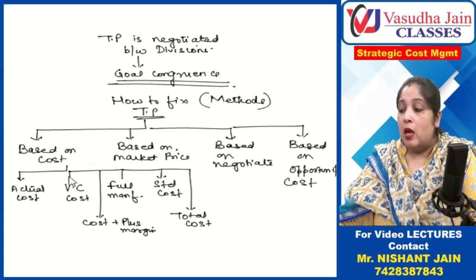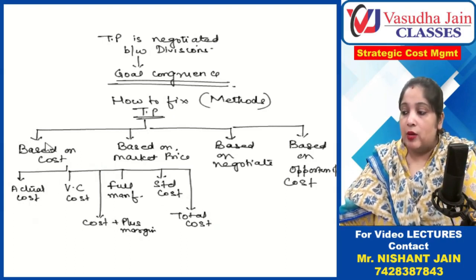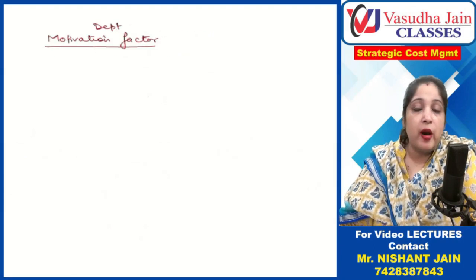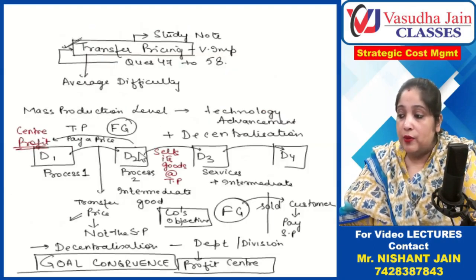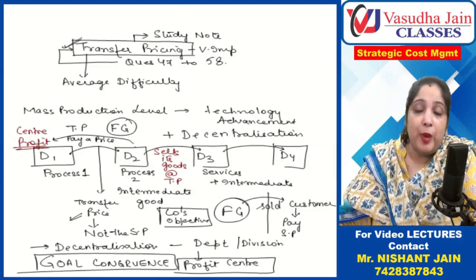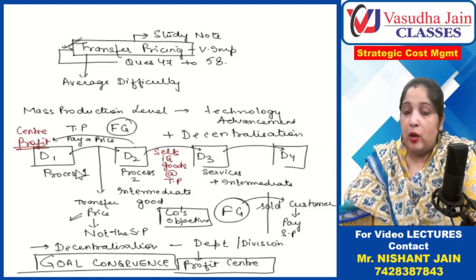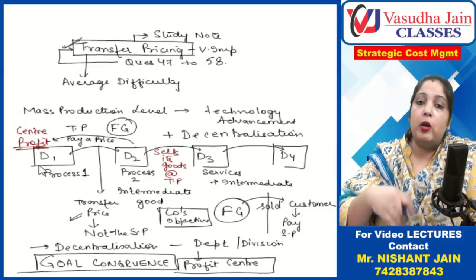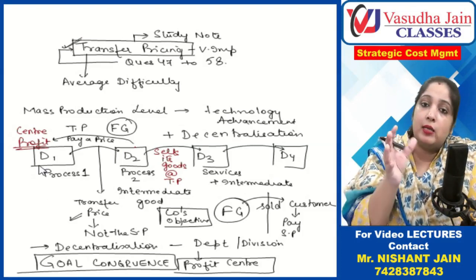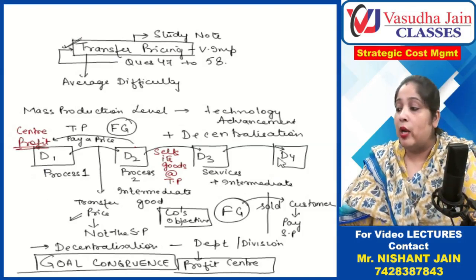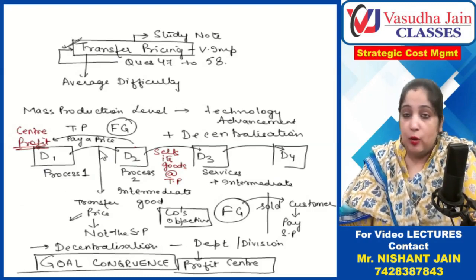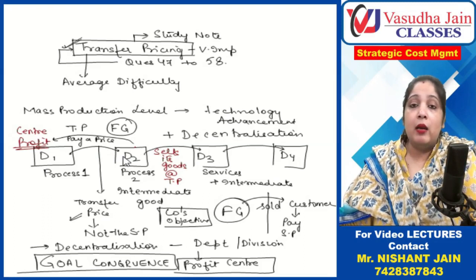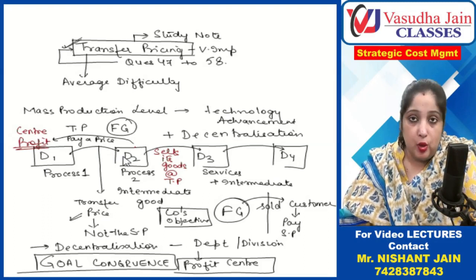Very simple. As the name suggests, transfer price can be based on these. Don't forget what the transfer price is. When department 2 buys the goods from department 1, what price should it pay? Either it can pay only the cost, so on the cost basis you can ascertain the transfer price, or you can pay the market price, or they can negotiate, or they can claim the opportunity cost.